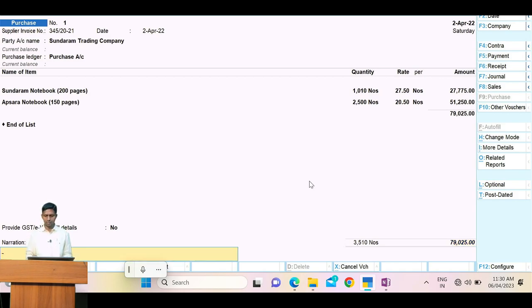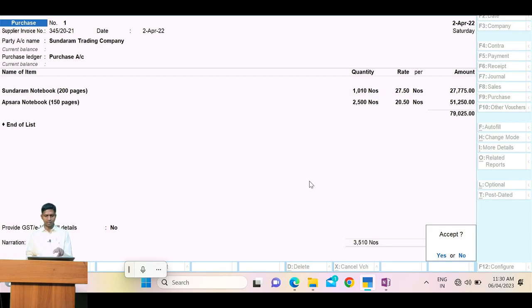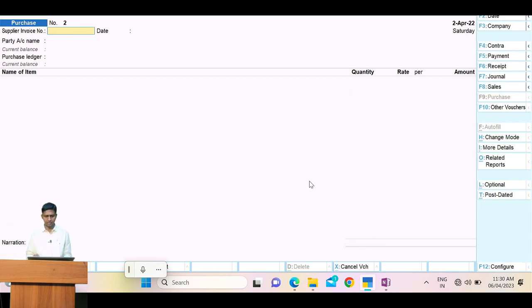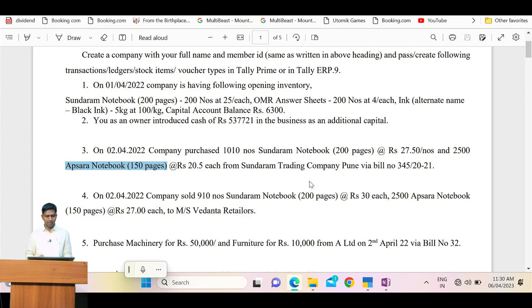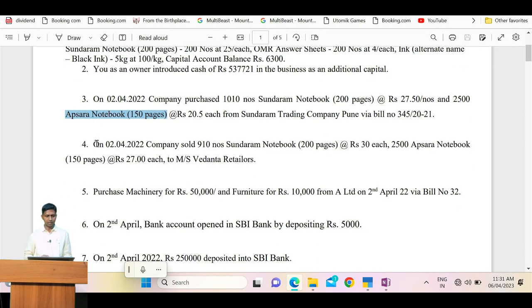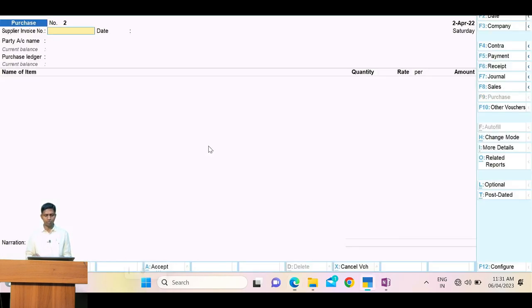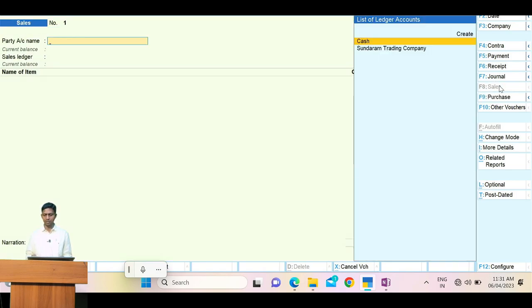2nd April, accept. Now all the things are correct, therefore accepted. Now after this, the next transaction. On 2nd April itself, we sold goods. 2nd April date is correct. Just press the sales voucher key F8, or select F8 with the mouse.